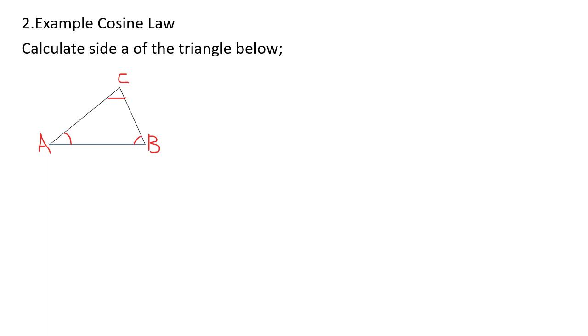Example, cosine law. Calculate the side a of the triangle below. So you have that one. This one is side c, given to be 30 meters. This one is side a, and this one is 20 meters, 25 degrees. This one is the angle B. So, solution.